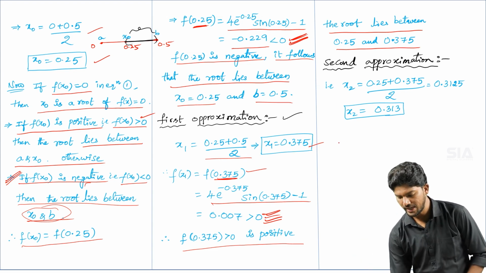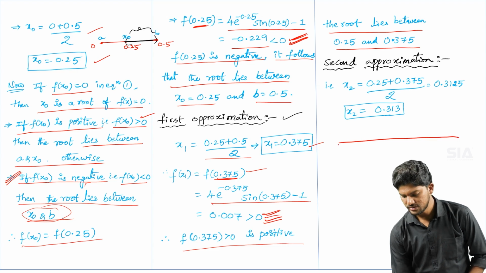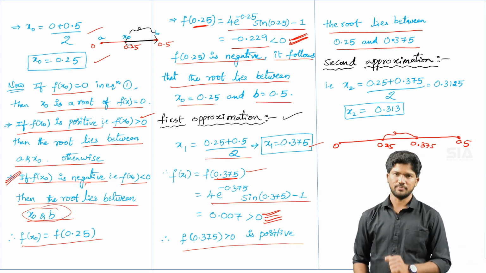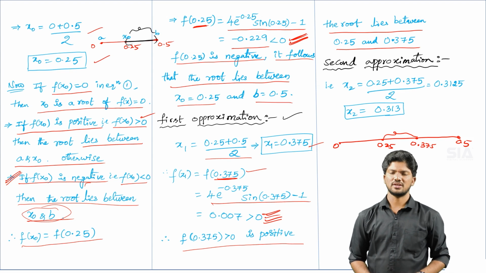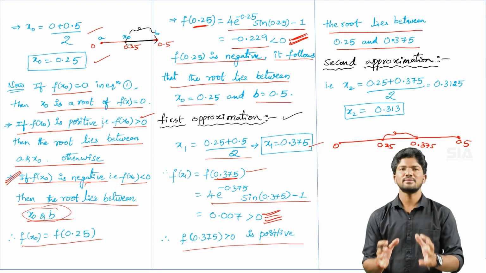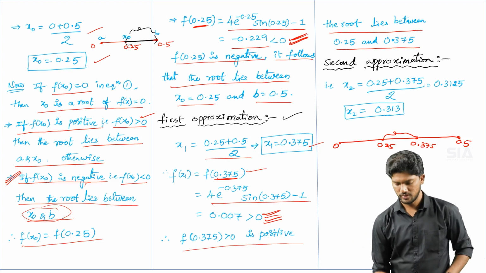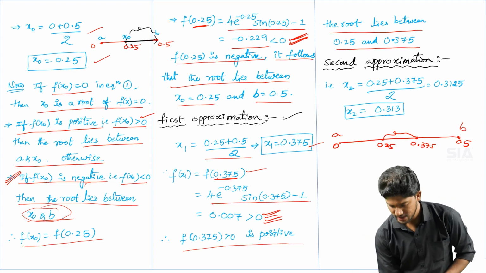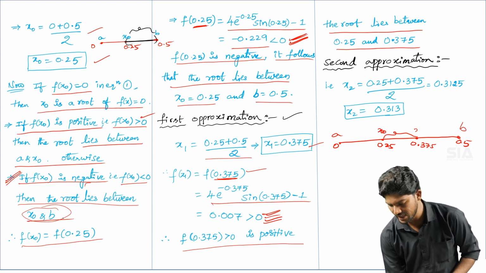Now you can draw a real line here. 0 is here and 0.5 is here, and in between 0.25 is here and 0.375 is here, for your understanding. Now the required root lies in between them. So 0.25 and 0.375 exist in between 0 and 0.5. This one is a, this one is b, they will not change. This one is x0, and now we got x1.